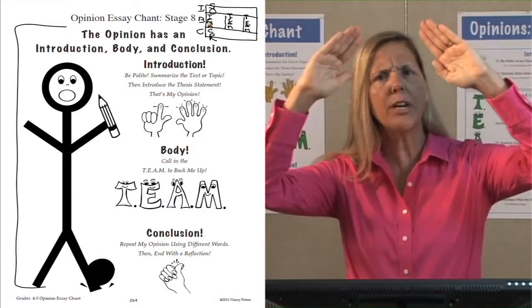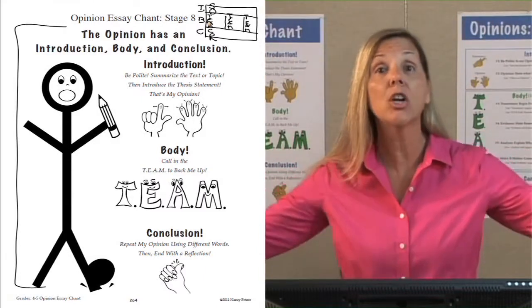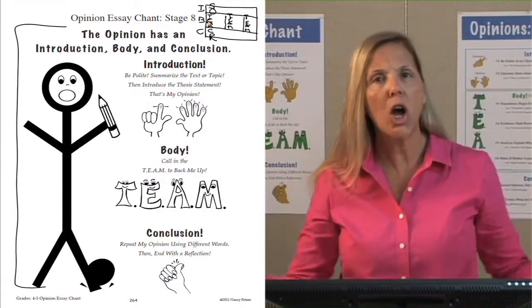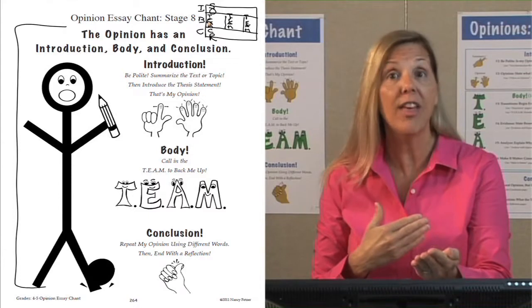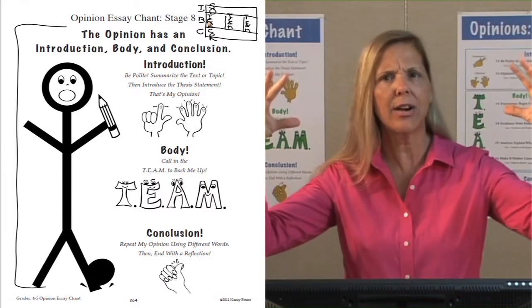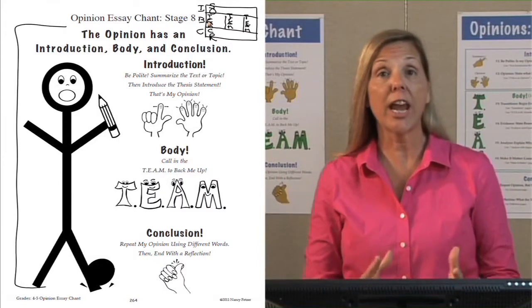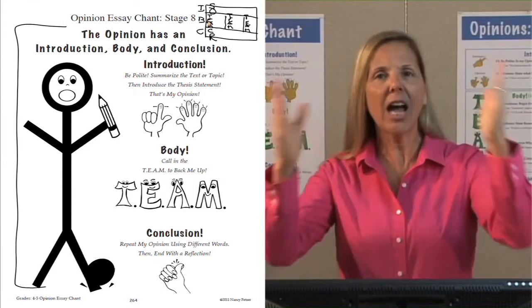The reflection is when we go back and look at the entire essay and the text or the entire topic, and we reflect back on that. So we're looking at the entire essay, not just a piece of evidence. So there's our Stage 8 for our opinion. Let's say the entire chant.